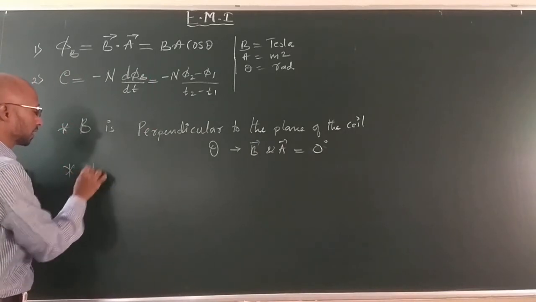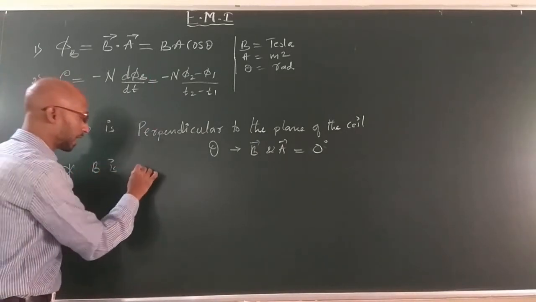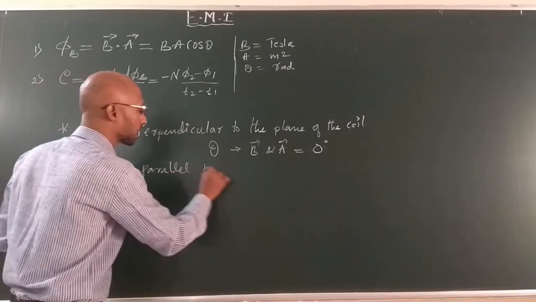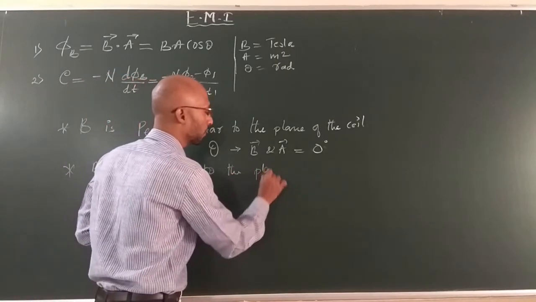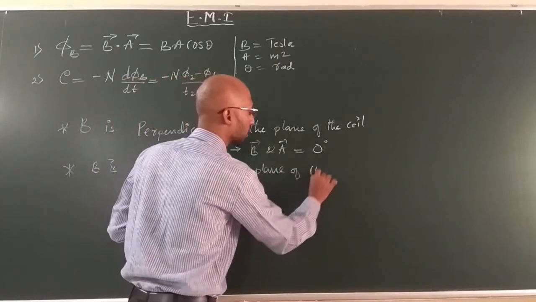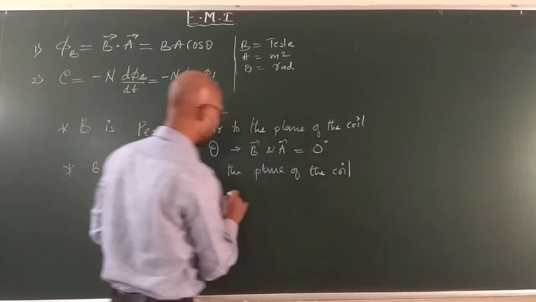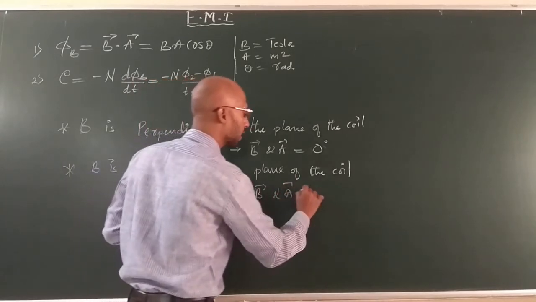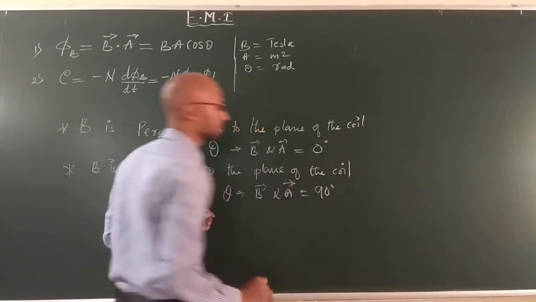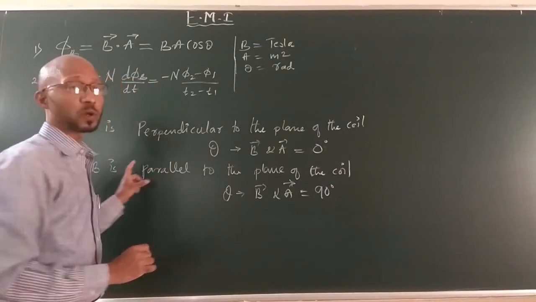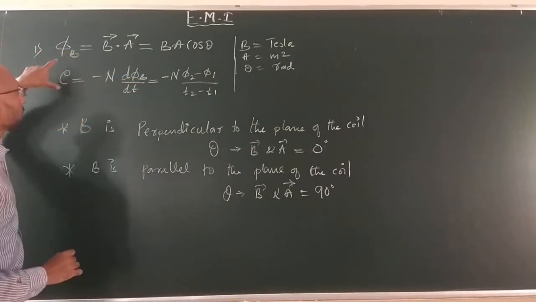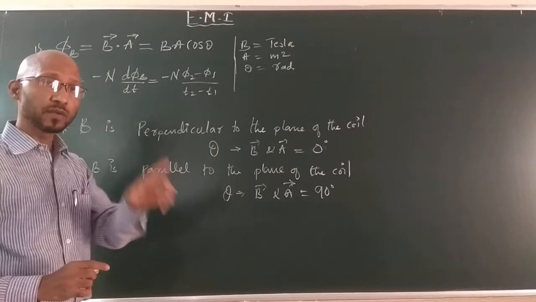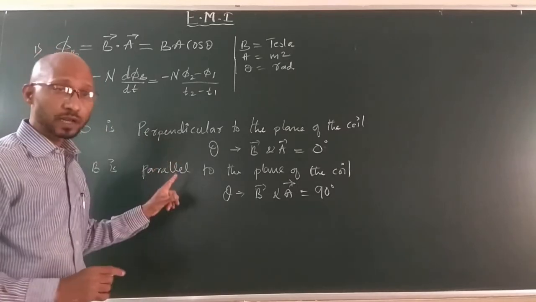Please remember, students, if the question says the magnetic field is parallel to the plane of the coil, then it is talking about the angle between B and A being 90 degrees. These two are very important concepts whenever questions are framed on how the magnetic field is oriented with the plane of the coil.